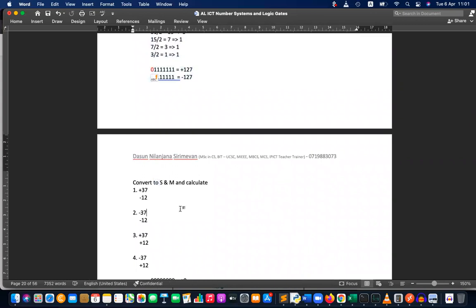Okay. Do this as homework. So this and this will be the same? No, plus 37 minus 12 and minus, all are different from each other. Okay, so just do this as homework, and next day we'll discuss.